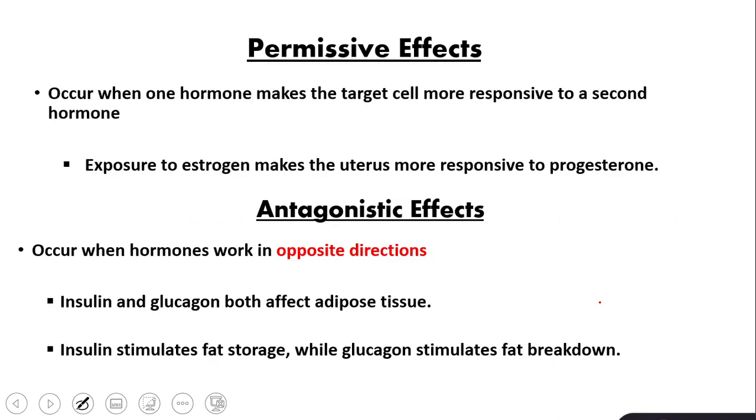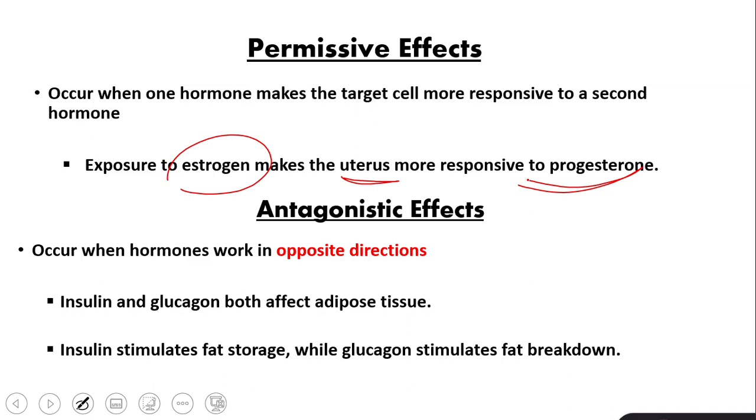The permissive effect happens when one hormone makes the target cell more responsive to a second one. For example, in the menstrual cycle, in the first half of the cycle, estrogen hormone leads to changes in the uterus that makes the uterus responsive to progesterone, which comes in the second half of the menstrual cycle.